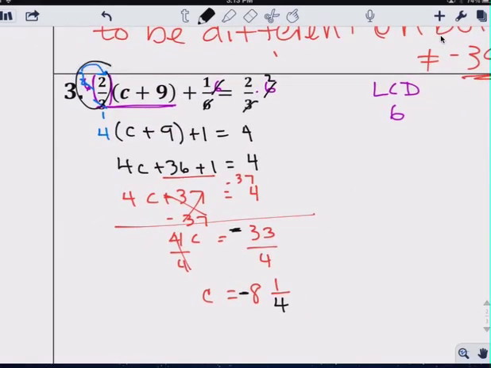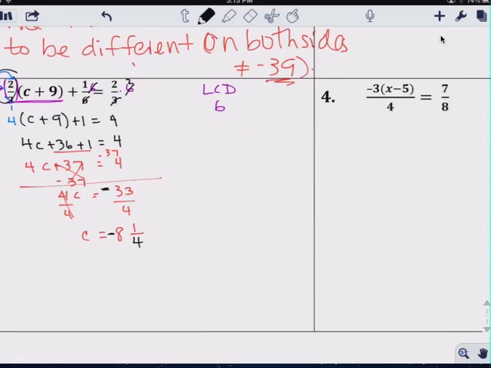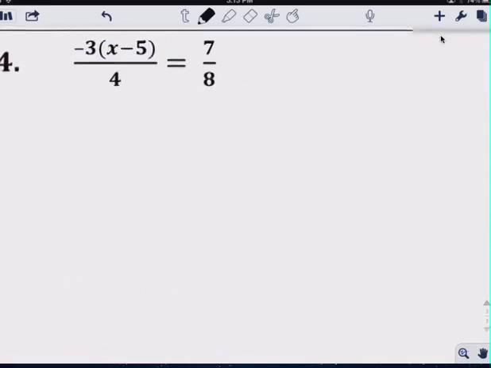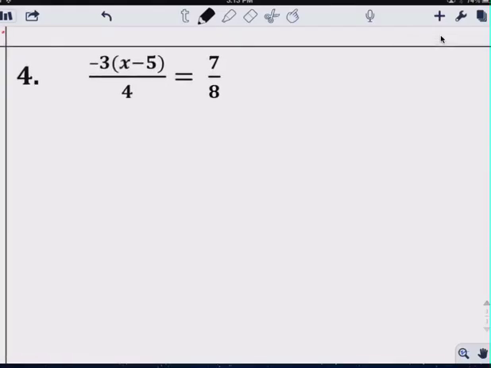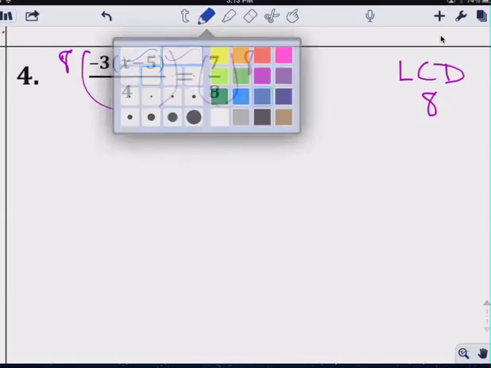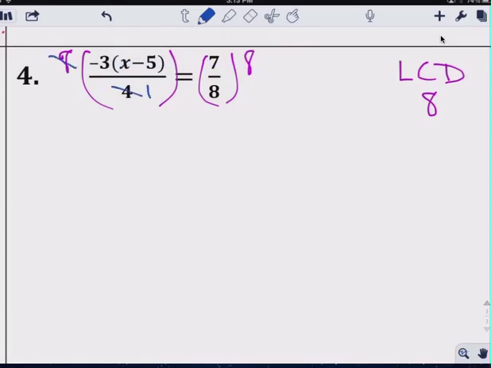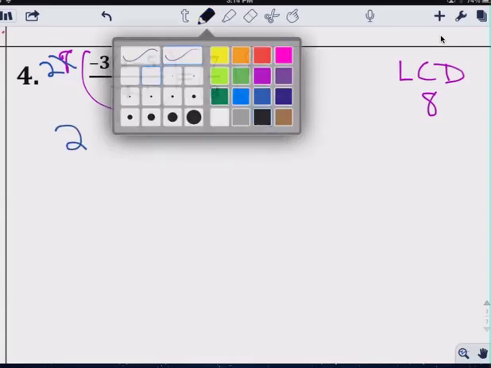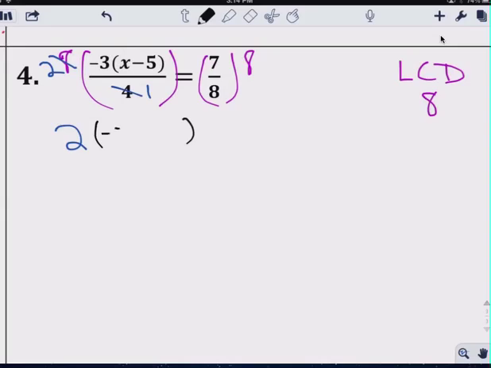Okay? The next one, number 4. What's my least common denominator? 8. Right? Least common denominator is 8. So you multiply this term, that's a whole term because it all sticks together, by 8. And this whole term by 8. Cross cancel. That's a 1, that's a 2. That's a 2. And this still stays a negative 3.